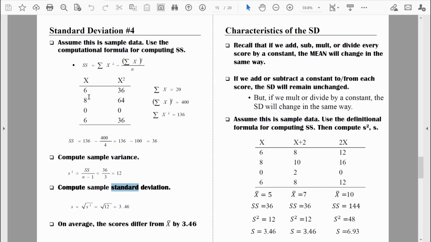Well, I think that's enough for right now. In the next video, we'll talk a little bit more about the characteristics of the standard deviation and how we plan to use the standard deviation in the future.